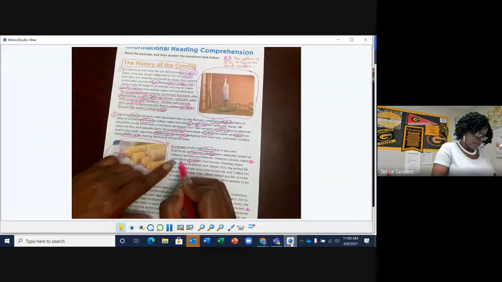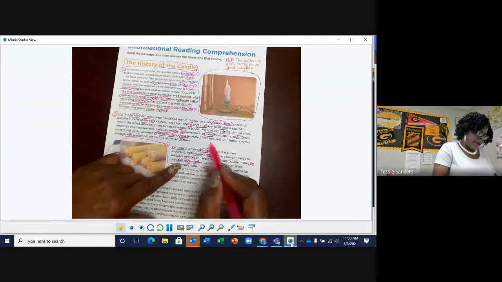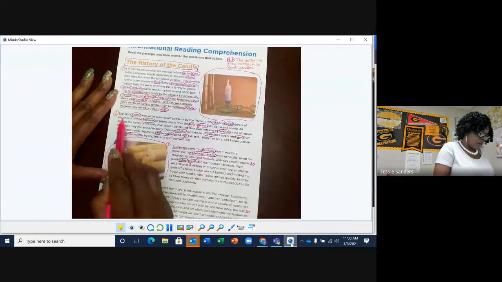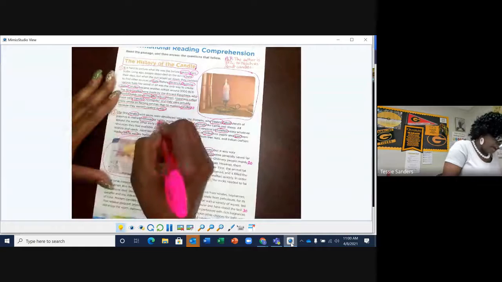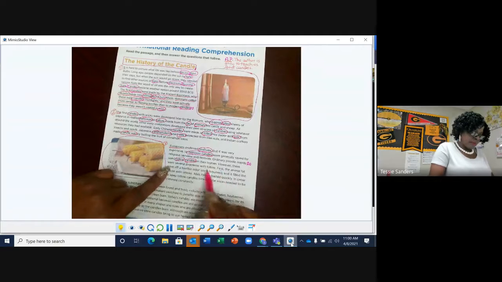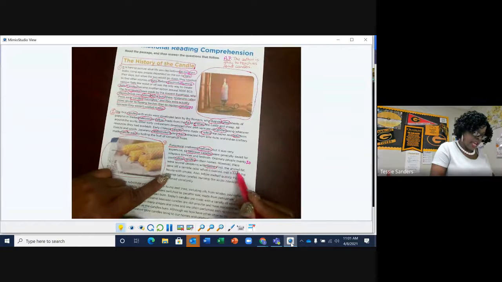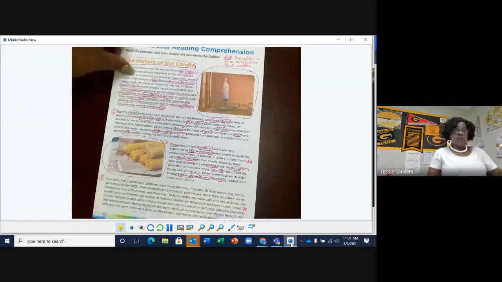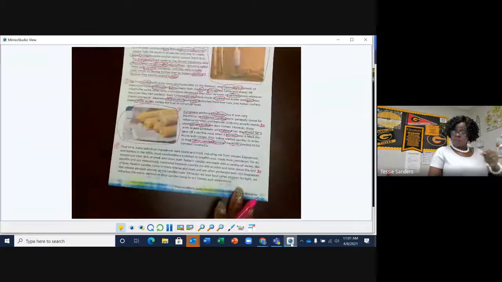Candles. I saw this word tallow. I'm going to go back. I'm going to skim paragraph 2 quickly. There it is. Tallow. Tallow. Animal fat. Burned. Tallow candles. Burning. Wicks. Okay. Now we're beginning to pick up that pace.